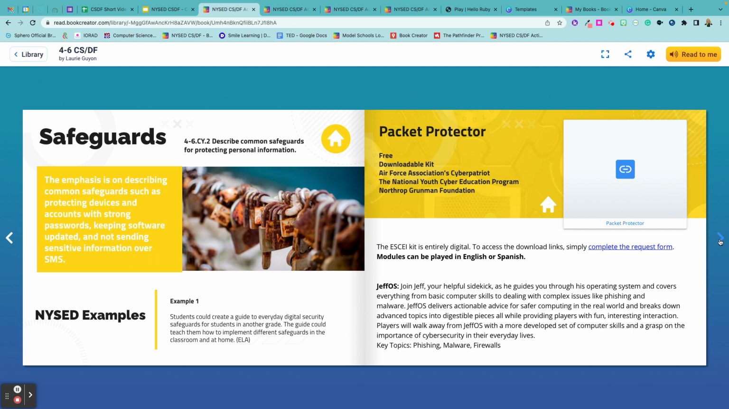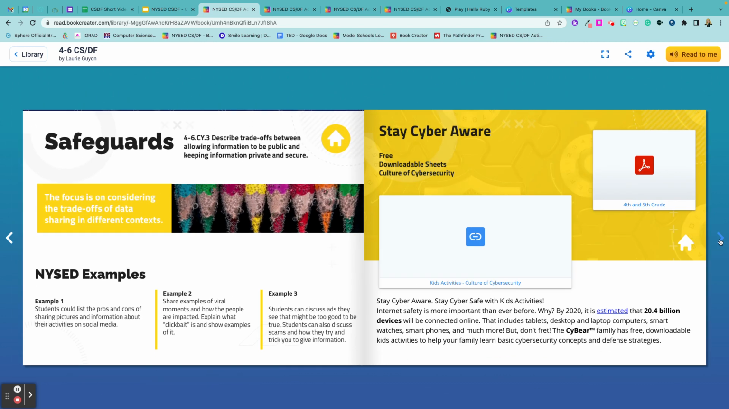which is describe common safeguards for protecting personal information. So here the students could create a guide, or they could help others, maybe the younger students, understand why you want to use strong passwords and what strong passwords are. There's some great resources for you for some activities for your classroom.